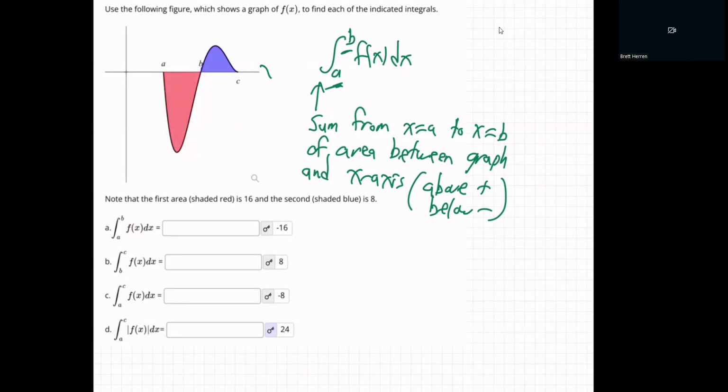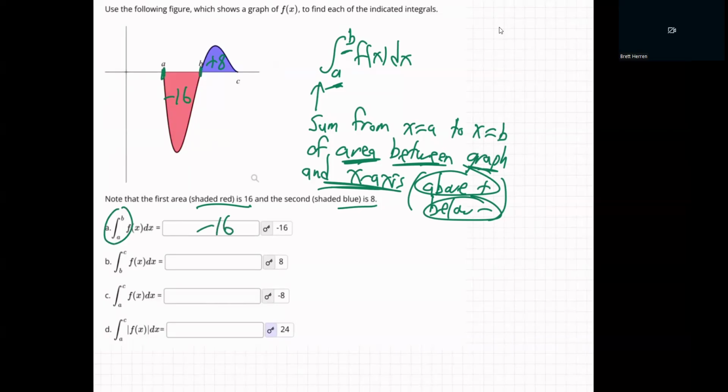So that's the general meaning of that. Now, they tell us that the red area is 16, but it's negative because remember, below is negative. And the blue area is 8, and it's positive because anything above is positive. So this means area between the graph and the x-axis. When they say in the first one, integral a to b, that means from here to here, what's the area? Well, negative 16. Then how about from b to c? That'd be from here to here. Well, that's the plus 8.